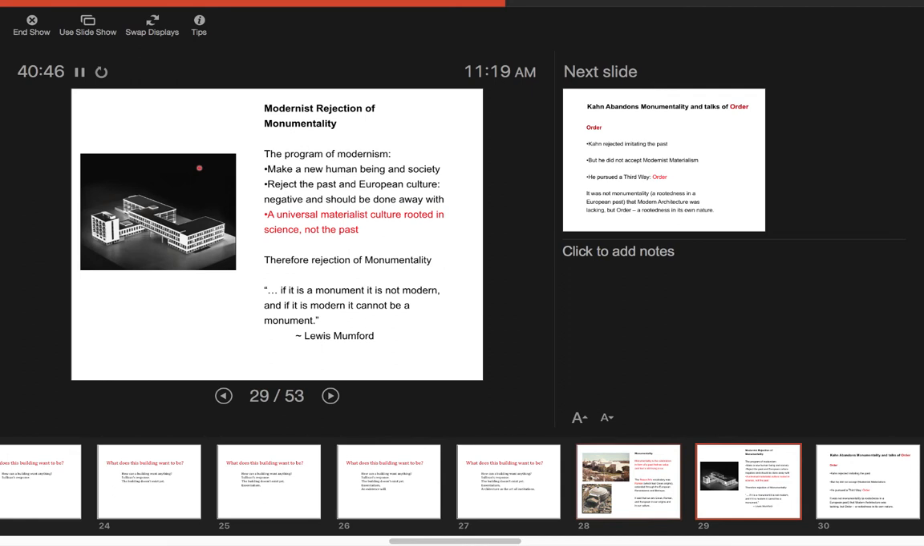And modernism goes further. Modernism, not just architecture, but modernism. We're going to make a new human being. We're going to make a new society. We're going to do away with oppression, we're going to erase democracy, etc. And what we come up with will be universal. It'll be applicable everywhere.